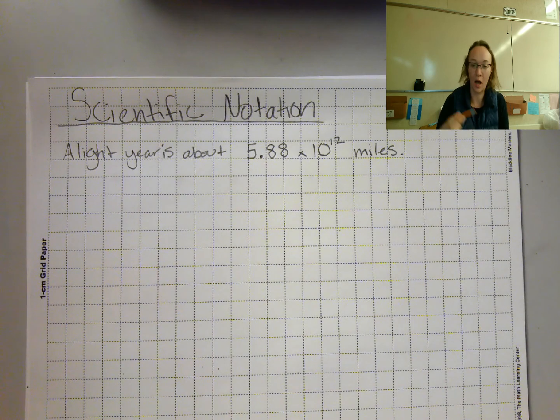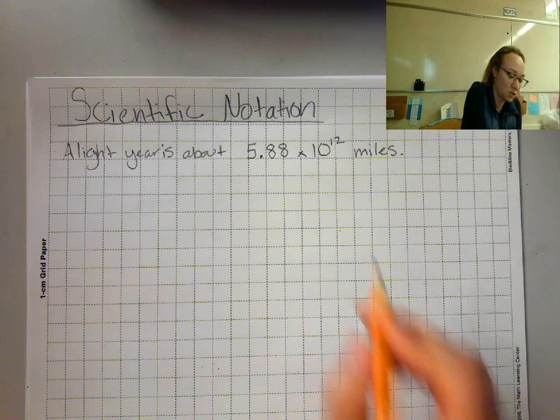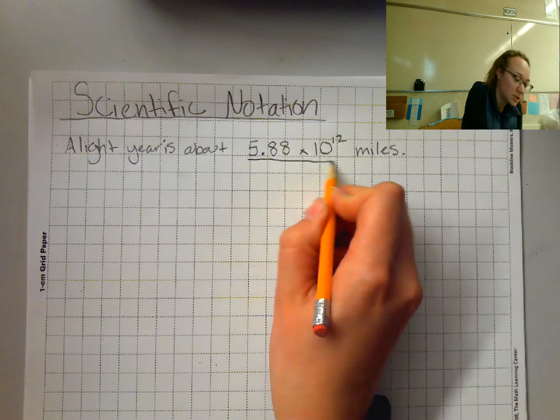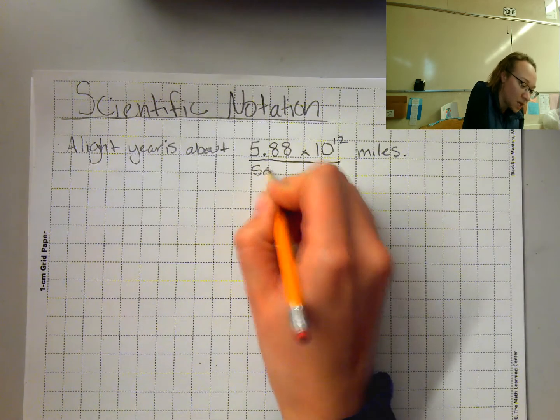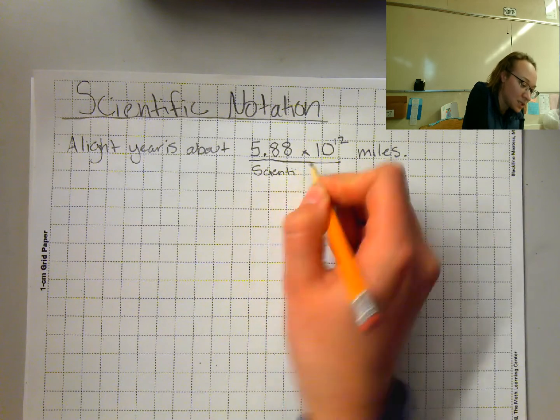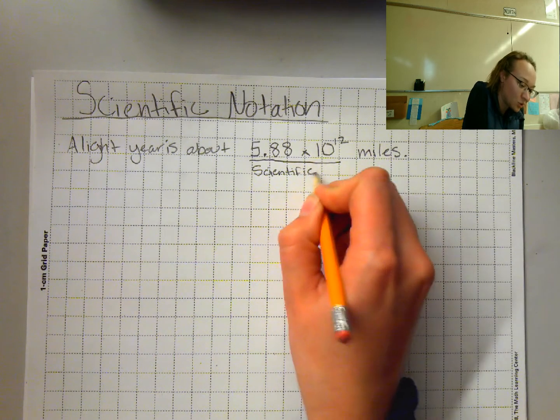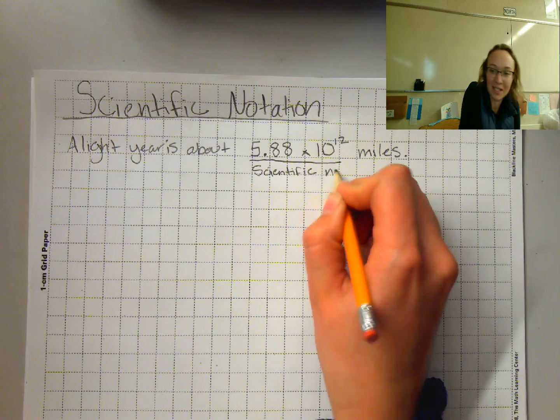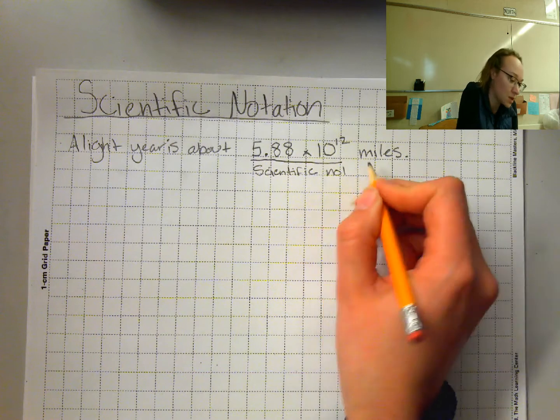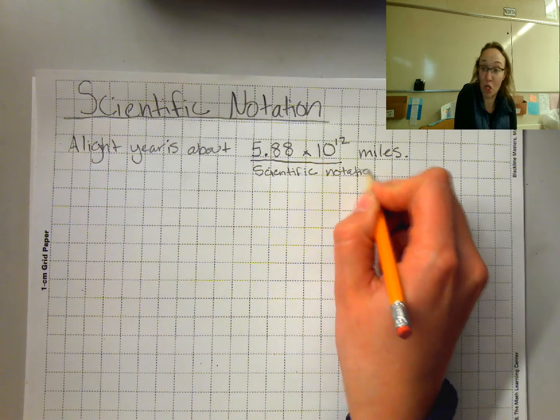Now that number is confusing. This is written in scientific notation right here. And I want to rewrite it in standard notation. So that means it's going to involve a bunch of zeros, because it's going to be a very large number.